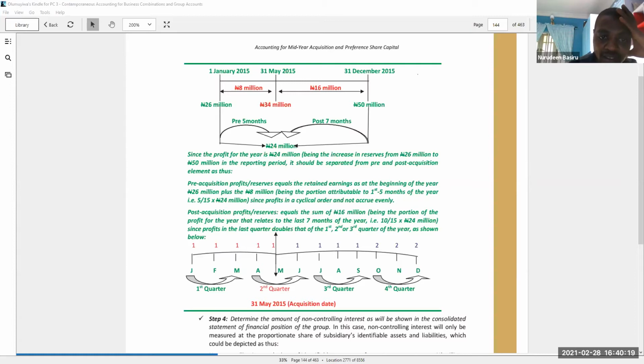Now, to determine the first proportion, since we have 5 points pre, we have 5 over the base, which is 15, times what we have as our profit, 24. And that gave us 8 million.